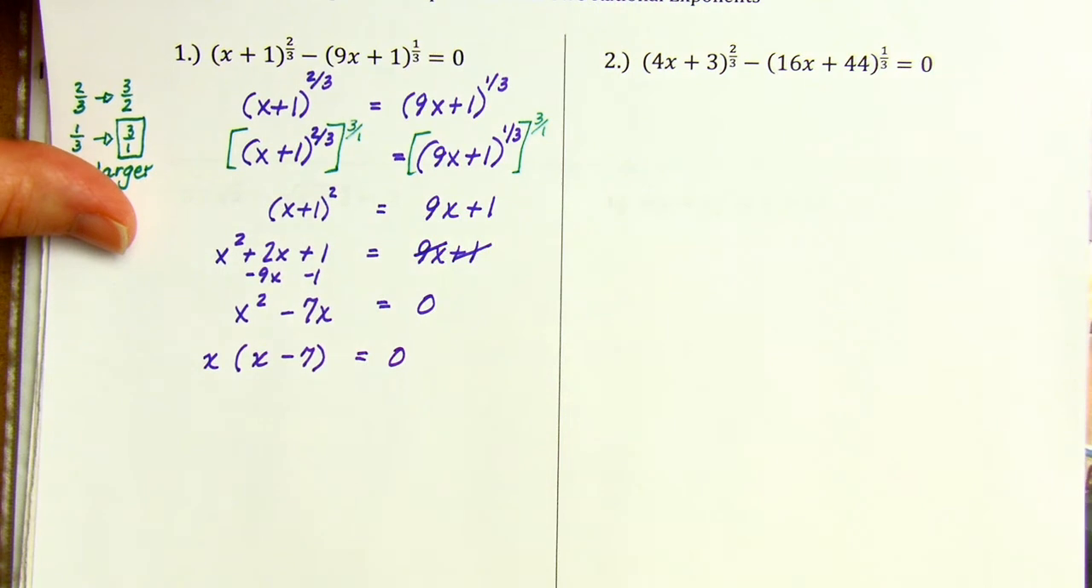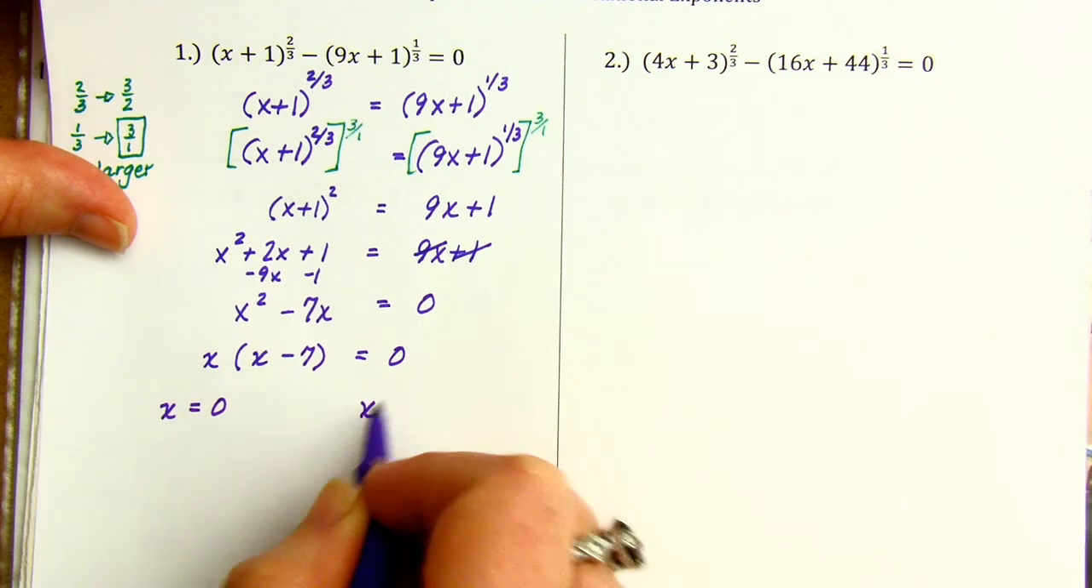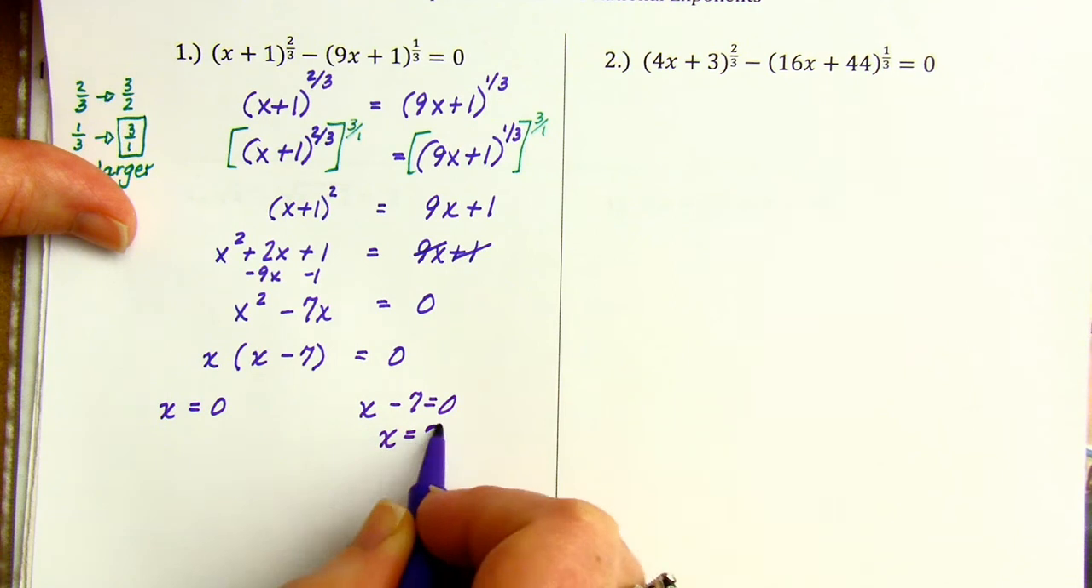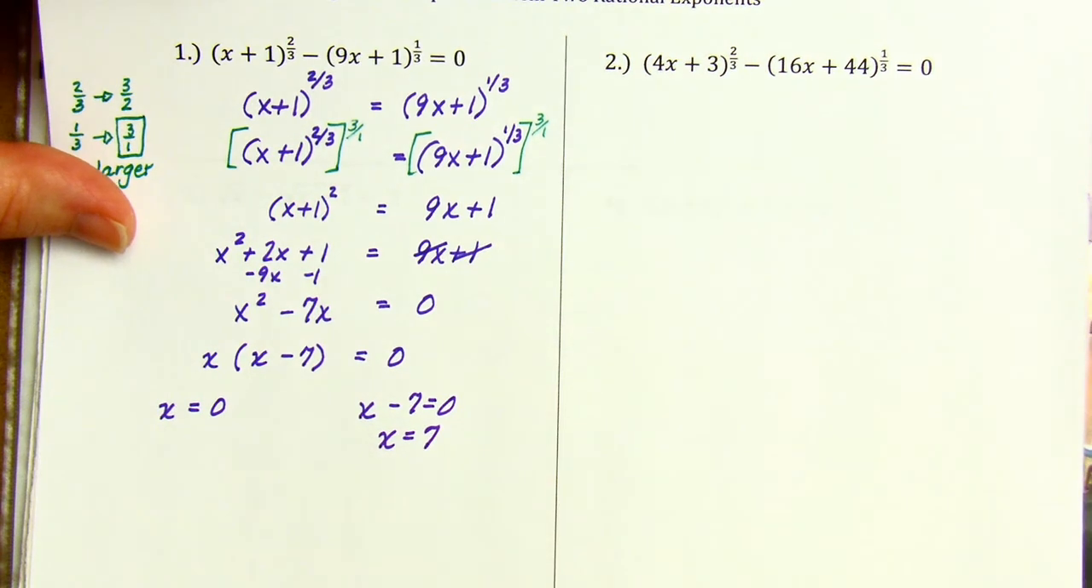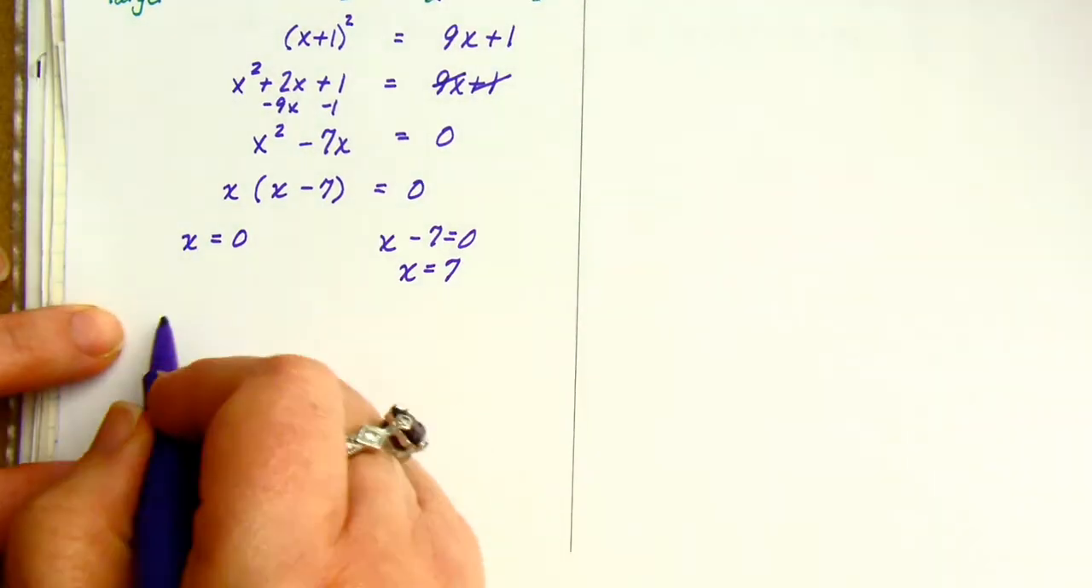And now here is where we use our zero product principle, or ZPP. X equals 0. X minus 7 equals 0. So x is 7. So I have two potential solutions. You must check these. You have to check all radical equations for extraneous solutions.